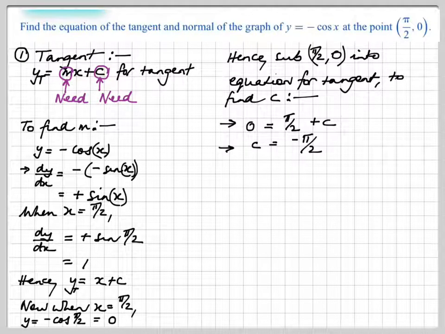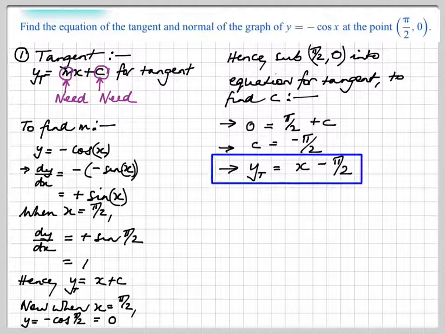So we've got it all. We've got m and c, and there's the equation of our tangent. Mr. Box, thank you. Now that's it. Oh, hang on, we still need the normal, don't we? Okay, Mr. Normal, let's do you now.